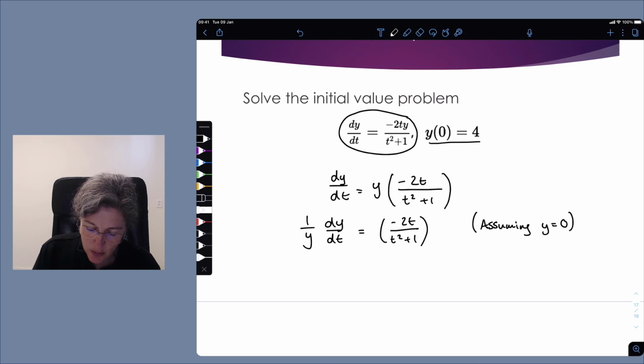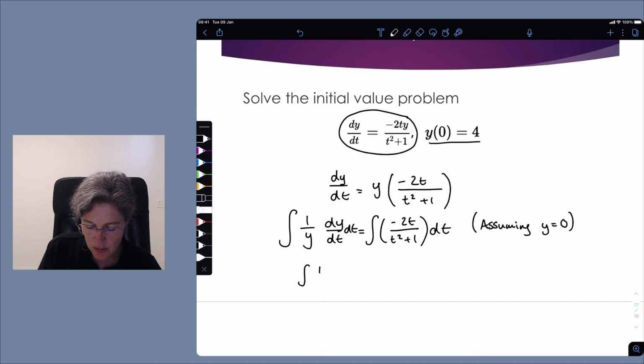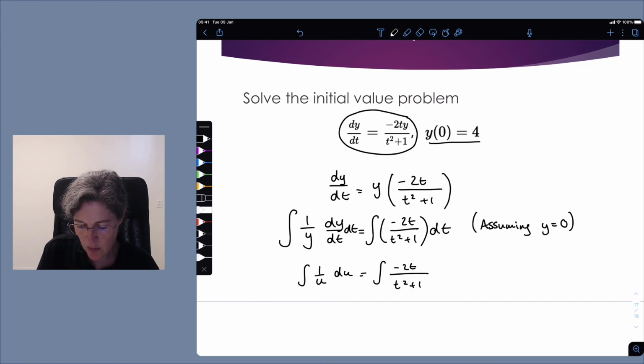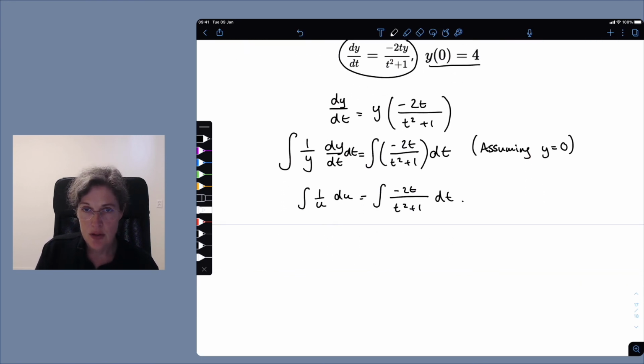So now let's have a look at what we've got. Now we're going to integrate with respect to t. I'm not rewriting all of this again, I'm just going to plug in some stuff there. And we need to do our switcheroo, which in this particularly simple case is going to give us the integral of 1 over u du is equal to the integral of minus 2t over t squared plus 1 dt. All good stuff. So now we need to integrate 1 over u with respect to u. We know that that's the natural log of u, and let's put in our constant here.